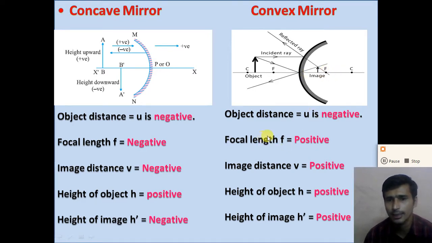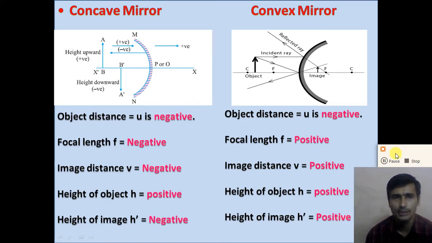But the principal focus of the convex mirror is on the right hand side. So the focal length of the convex mirror is positive. The image will also be produced on the right side of the mirror. So the image distance v is also positive. The height of the object is above the principal axis, so we take it as positive, and the convex mirror produces a virtual and erect image. So the image is also above the principal axis.